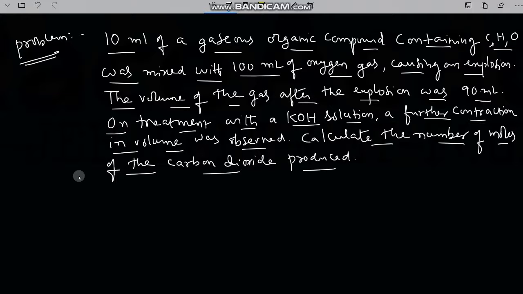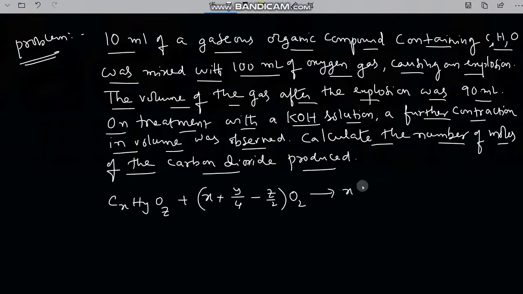First of all, we will write the general formula for the combustion reaction of carbon, hydrogen, oxygen compounds. That is CxHyOz plus (x plus y by 4 minus z by 2) O2, so this is the number of moles of oxygen gas. That gives x moles of carbon dioxide, as well as y by 2 moles of water. So this is the general equation for the combustion.